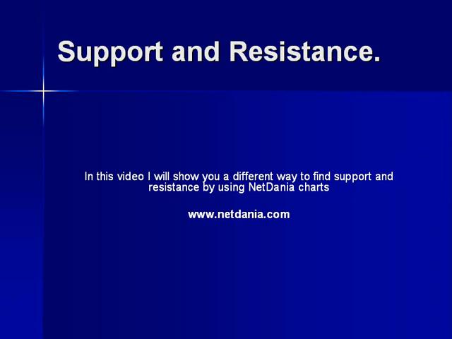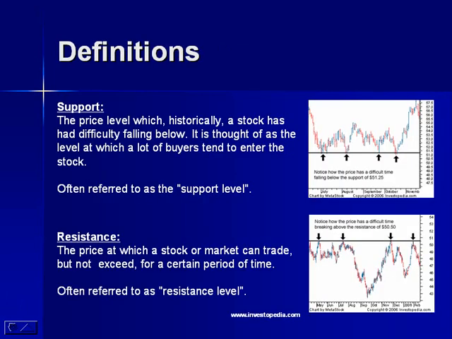So let's start off by looking at a few definitions. I've borrowed some definitions from investopedia.com, and although they're using stocks here, it's actually valid for any price. You can see support is the price level at which a stock has historically had difficulty falling below. It is thought of as the level at which a lot of buyers tend to enter the stock. Look at the graph, you can see price bounces off the support level. It might be easier to see it as a floor. Price just cannot fall below it.